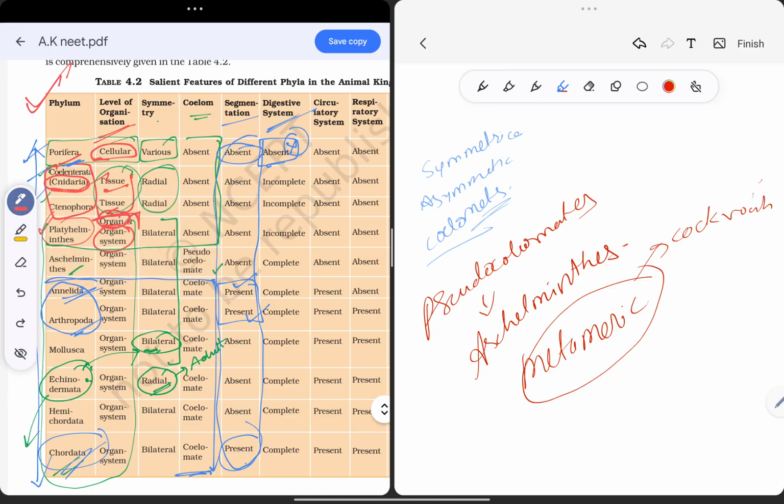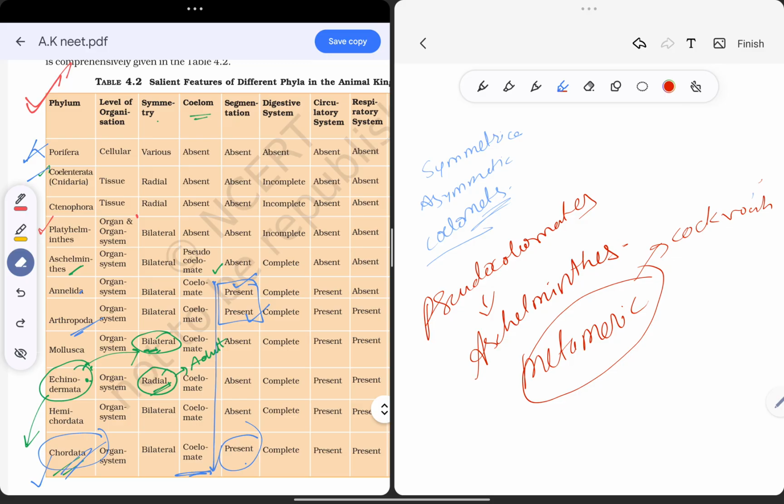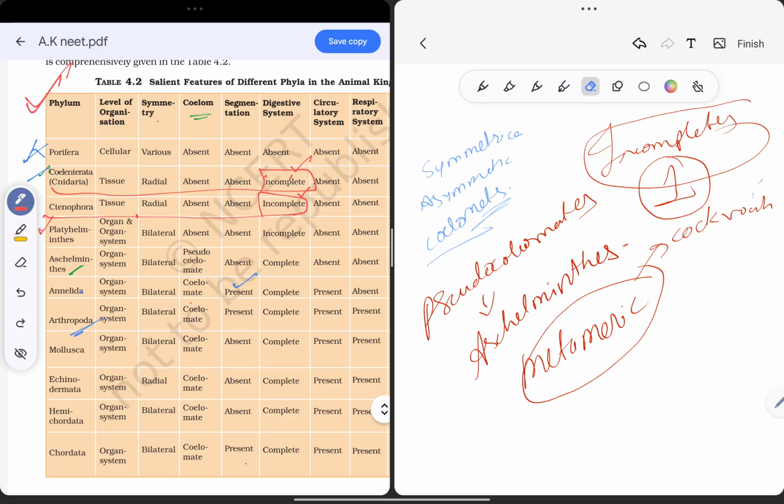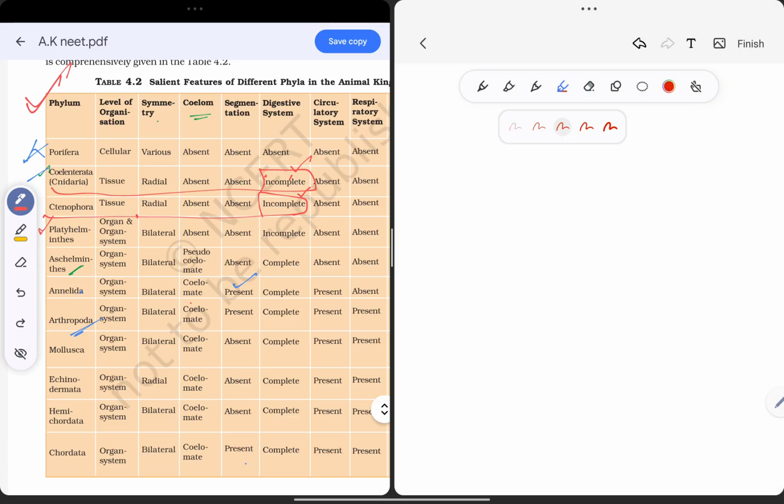Coelenterata does have a digestive system, but it is incomplete. The digestive system is present, but incomplete. What does incomplete mean? I just told you before. It means there is only a single opening for both mouth and anus. If there is only a single opening, it's called an incomplete digestive system.